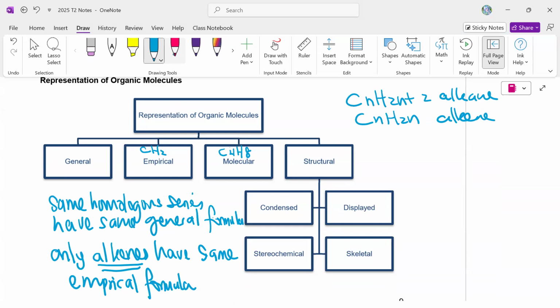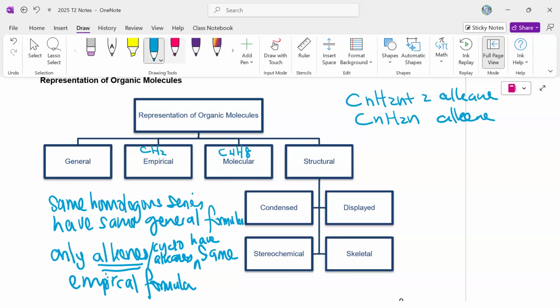So all members of alkenes will have the same empirical formula. Or of course, if you don't use alkene, another one could be cycloalkane. So only these two functional group members will have the same empirical formula. The rest will not have the same empirical formula. Only alkenes and cycloalkanes, all the members have the same empirical formula. But whereas the alcohols, carboxylic acids, etc., the different members of the homologous series may not have the same empirical formula.